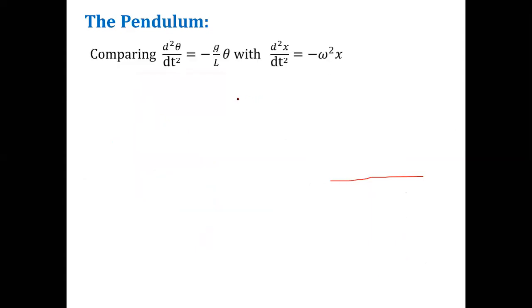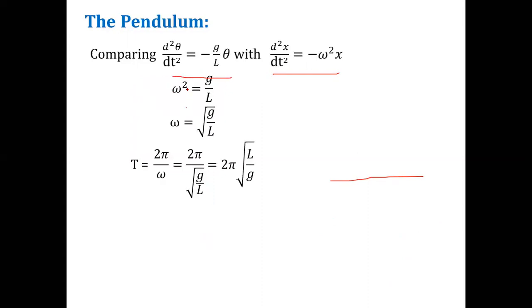If you compare this equation with your SHM motion or the block spring equation that we derived earlier, you can draw some conclusions from here. You can say that your omega square, which was equal to k over m in the previous case, in this case would be equal to g over L.